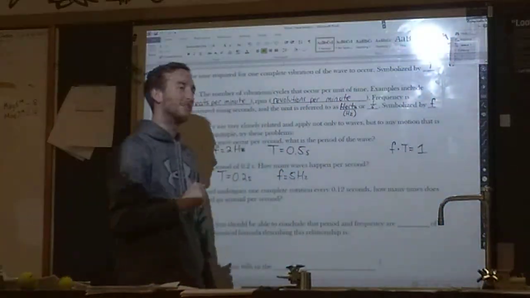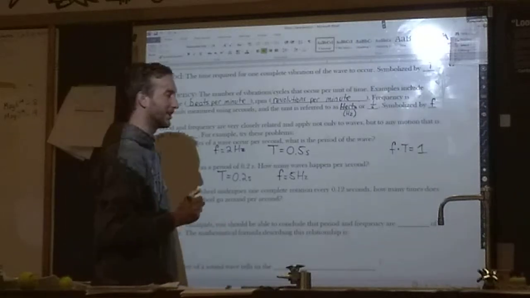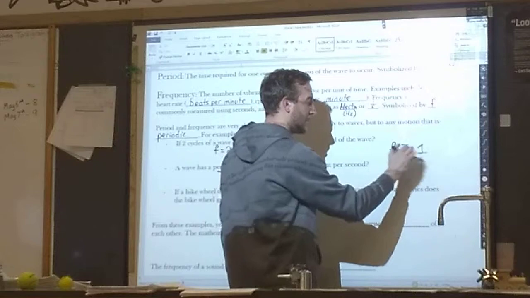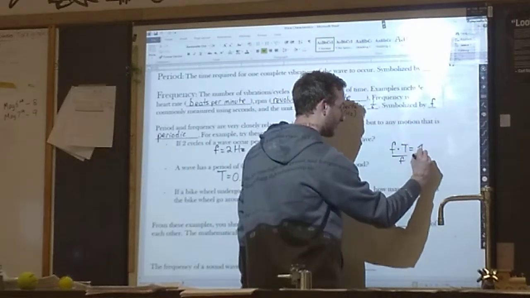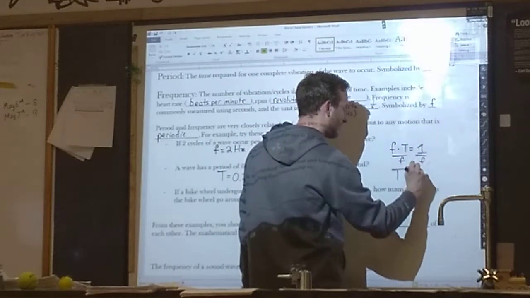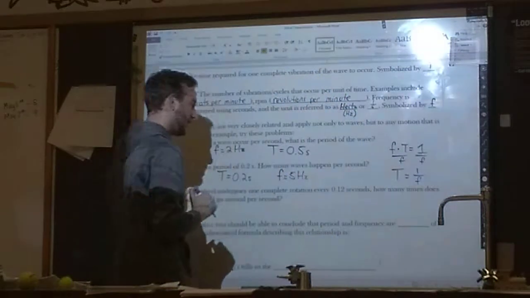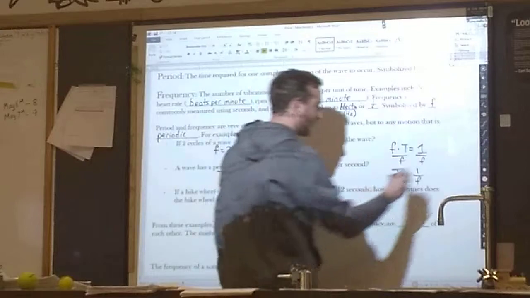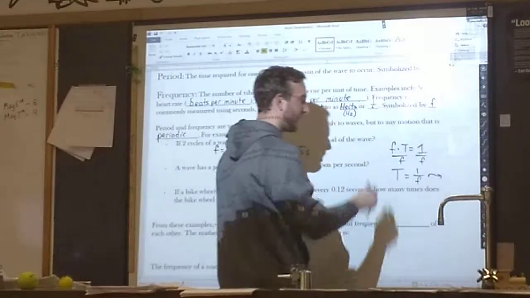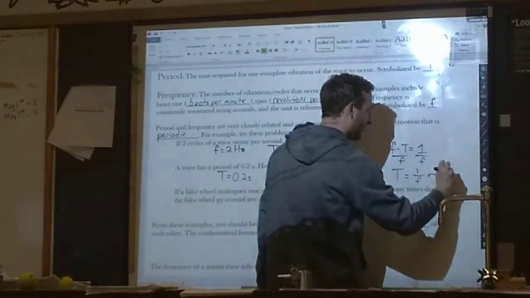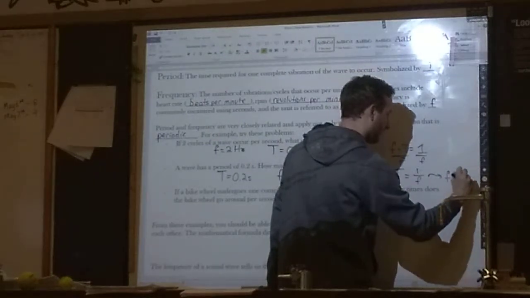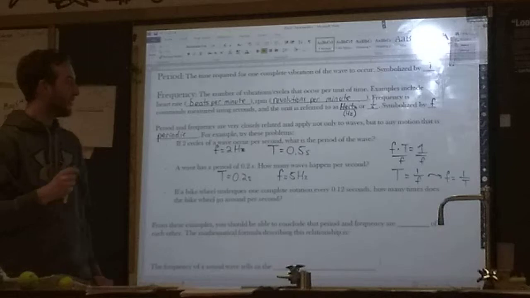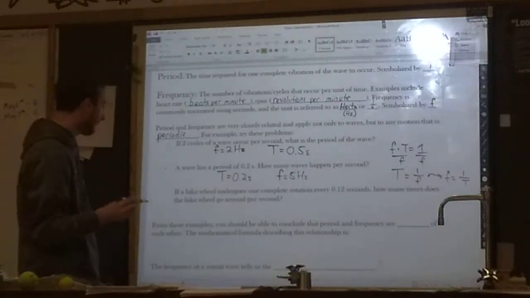Now, of course, it's not written like that in the reference tables because that looks really silly. The way it's written in the reference tables is something like this. Let's get T by itself. We divide both sides by f. Comes out to T equals 1 over f. Or what if I divide both sides by T? I would have f equals 1 over T. So from this, you should be able to see that frequency and period are inverses of each other.